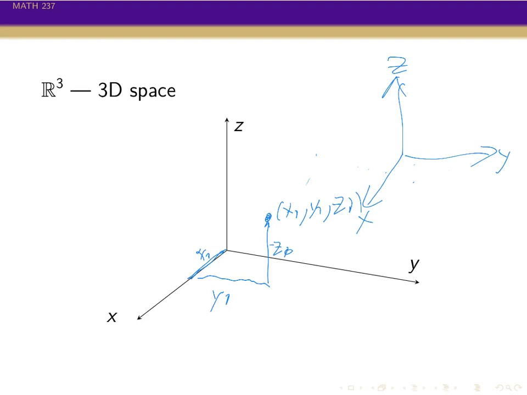One thing that's a bit more interesting that we have in 3 space that we don't have in 2 space is that we have more than one plane, right? And so we can talk about the xy plane. Let me erase this junk.